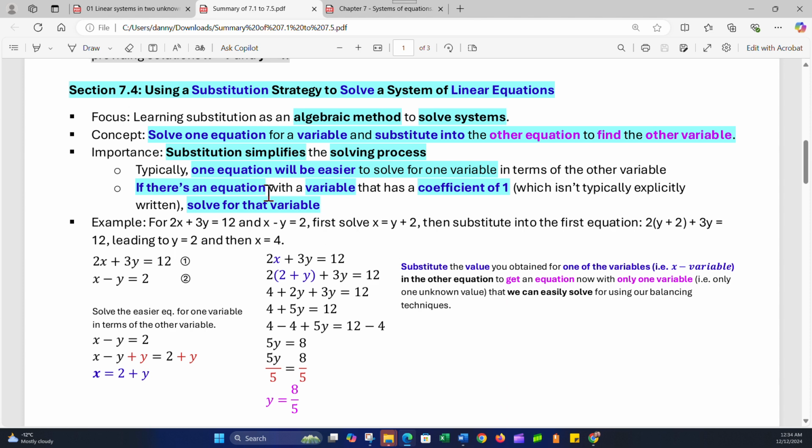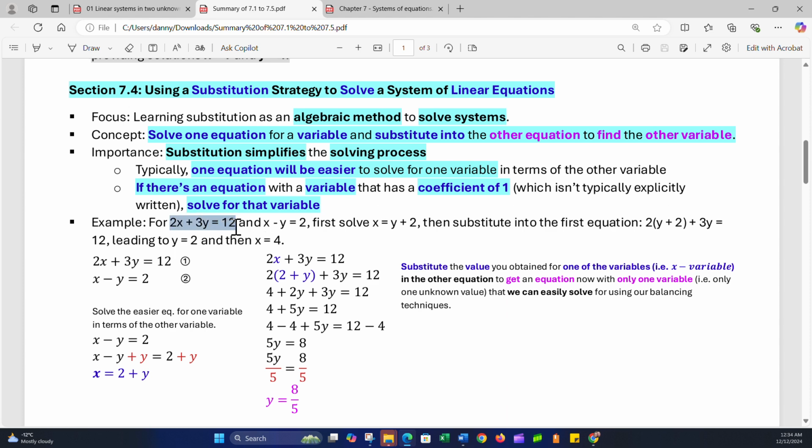So as I said, typically one equation will be easier to solve for a variable in terms of the other variable. So if there's an equation with a variable that has a coefficient of 1, meaning you won't see a 1 written, it's just implicitly there, meaning if you have a variable that's just x or just y, that's the one you want to solve for because it's already very simple. So here's an example.